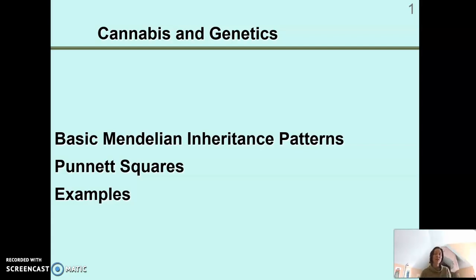So we are going to be looking at basic Mendelian inheritance patterns, Punnett squares. You might have done this in general biology, and we'll look at some examples in different types of plants and animals as we go. I like to use some human examples because they are relatable because they apply to us, but we'll also look at some plant examples and of course some cannabis examples.